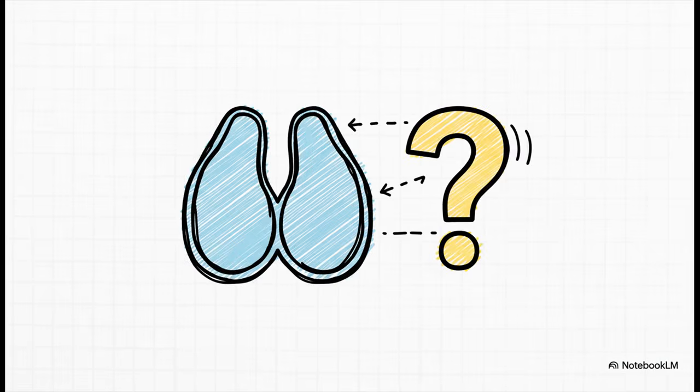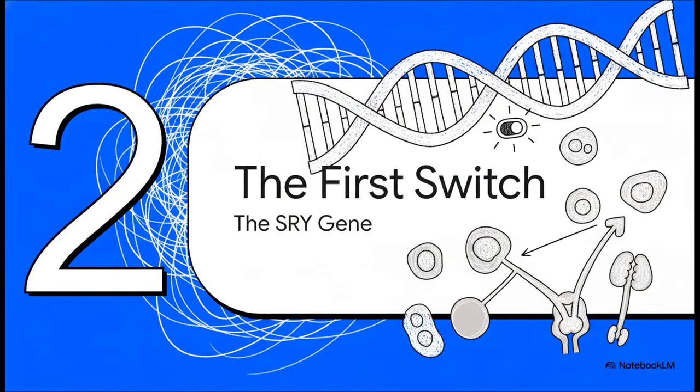And this is the key takeaway here. This structure is identical in every single embryo. It's like a blank slate, a piece of hardware that's just sitting there, waiting for a specific software update, waiting for instructions to tell it what to do next. So what are those instructions? That's the first big switch. And that brings us to section 2, the first switch.